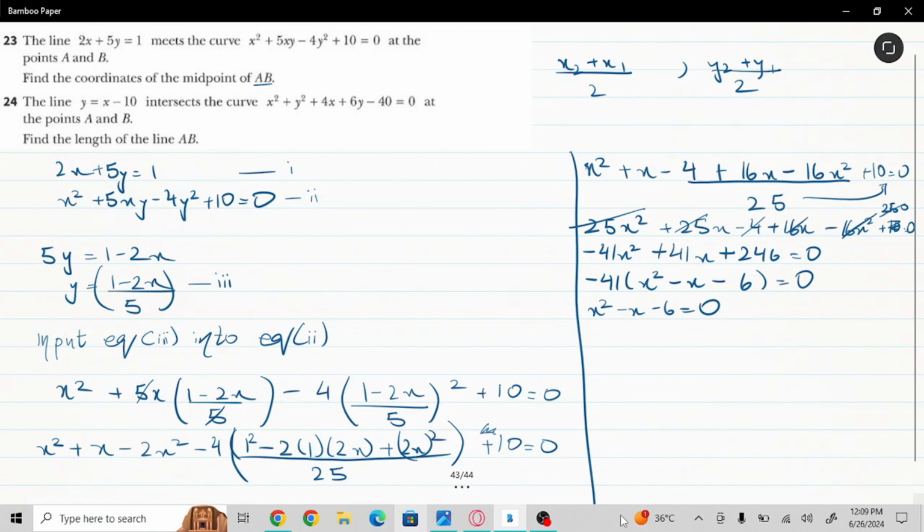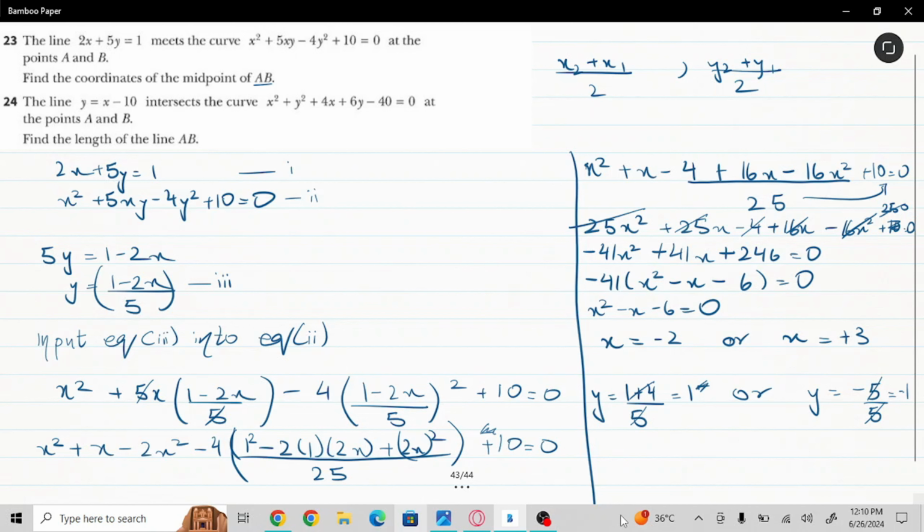I'm going to put this into the calculator. I'll get x is equal to negative 2 or x is equal to positive 3. So what next? We have found the coordinates of x, and for the y coordinates, we have the y value. So y is equal to 1 minus 2 multiplied by negative 2, which will become 1 plus 4 divided by 5, or y is equal to 1 minus 2 multiplied by 3, which is 6. So 1 minus 6 is negative 5 upon 5. That will give us negative 1, and this will give us positive 1. So we have two values for y, positive 1 and negative 1. So we have found the x and y values.